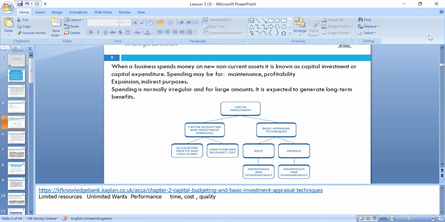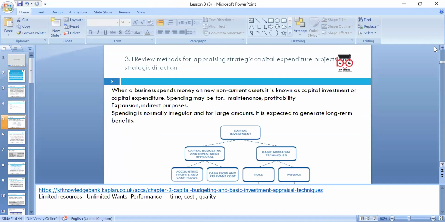We'll start today's lesson. Today we are looking at 3.1, review the methods of appraising. When we say appraisal, like in an organization, you have appraisal. So always appraise and check the performance. Appraisal means checking or measuring the performance.